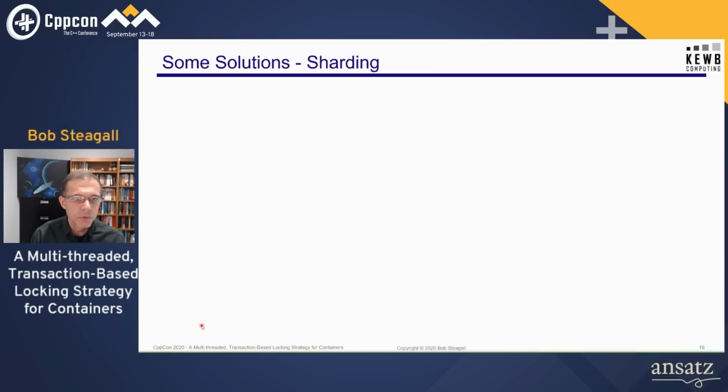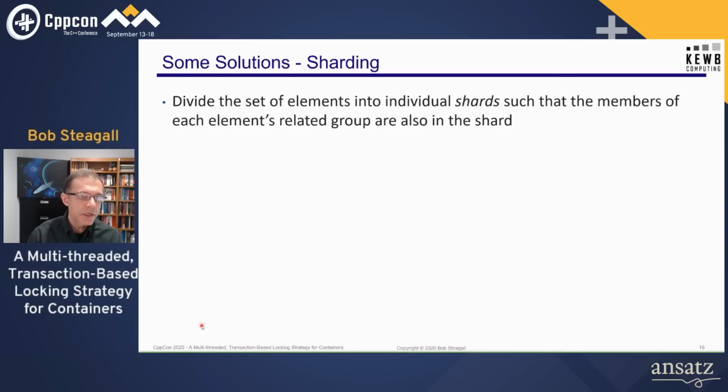Another solution that people look to in situations like this is called sharding. Sharding is where you divide the set of elements in the container into individual, in a sense, self-contained groups called shards. And each shard has the members of every related group of every element that is in the shard. So if there's some element E of n that's in the shard, all of its related group is part of the shard, and that relationship holds for every element that's in the shard.